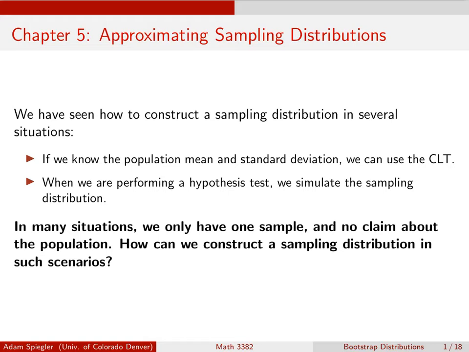So that's going to be the goal of Chapter 5, is to think about how from one sample we can generate an estimate for a sampling distribution.